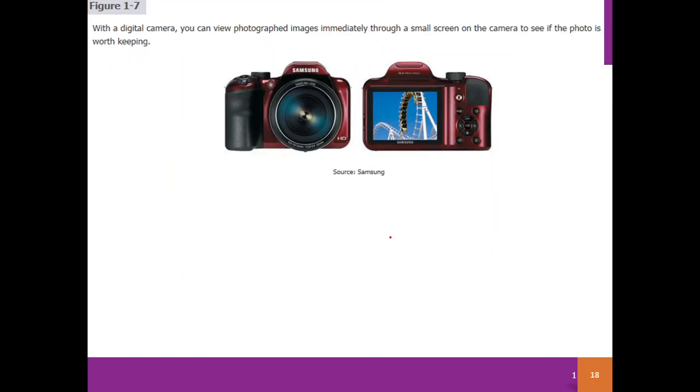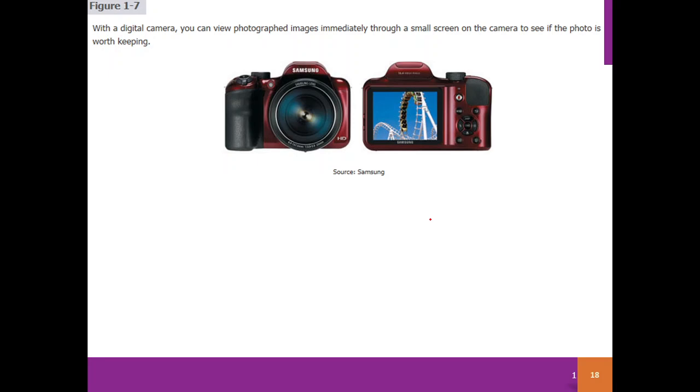This is a digital camera. Again, a digital device. It generates digital images. You can view those images using a screen that comes with the camera, and you can keep that image or discard it and get another one. Okay, so again, this is an example of a digital device that captures digital data, that processes digital data.